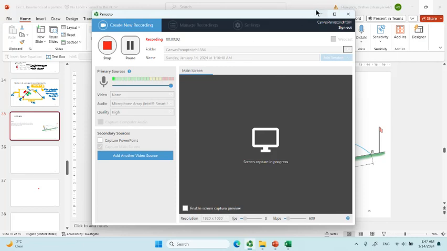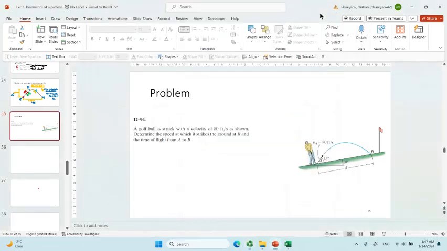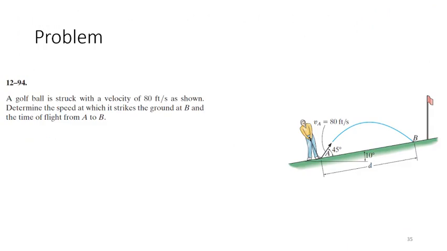Hello again. In this recording, I will solve a problem on projectile motion. The question statement is as follows: a golf ball is hit with an initial velocity of 80 feet per second and it lands at position B. The question asks what is the speed at B and also the time of flight from A to B.